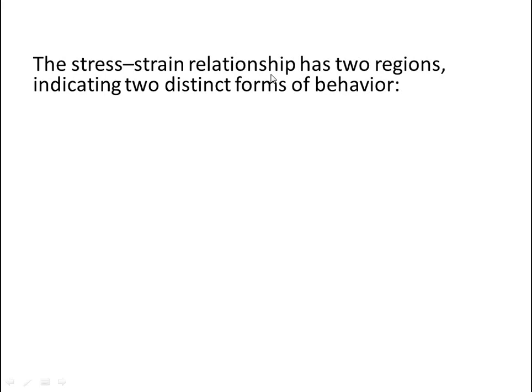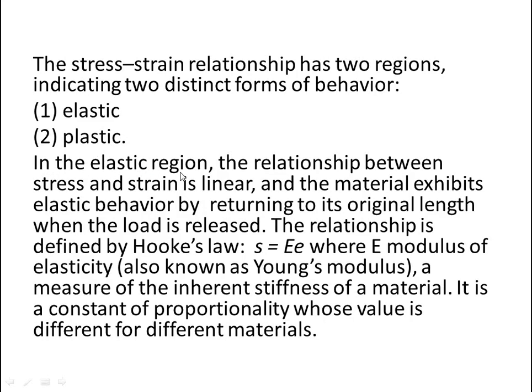The stress-strain relationship has two regions, indicating two distinct forms of behavior: the first one is elastic and the second one is plastic. In the elastic region, the relationship between stress and strain is linear, and the material exhibits elastic behavior by returning to its original length when the load is released. The relationship is defined by Hooke's law, S equals E times e, where E, capital E, means modulus of elasticity, also known as Young's modulus, a measure of the inherent stiffness of a material. It is a constant of proportionality whose value is different for different materials.